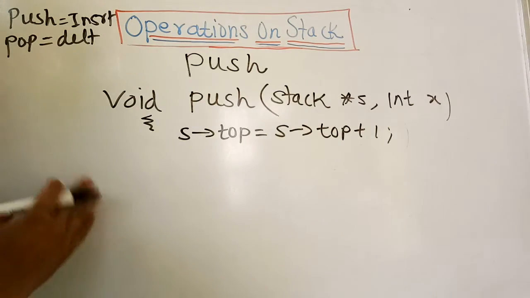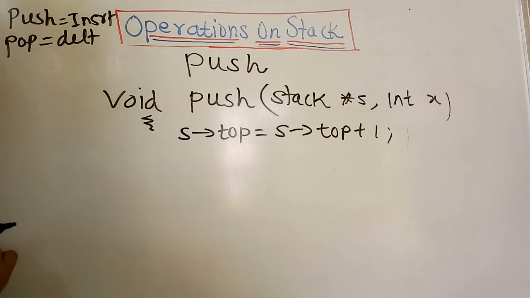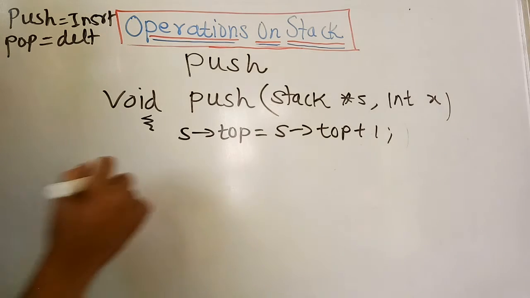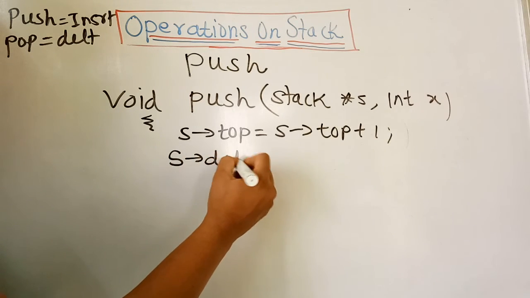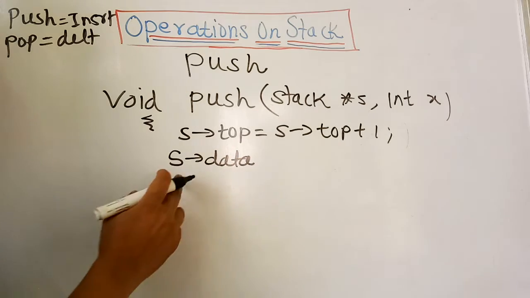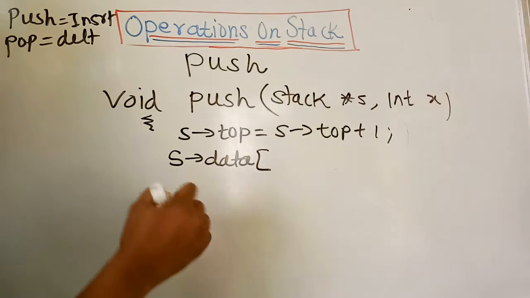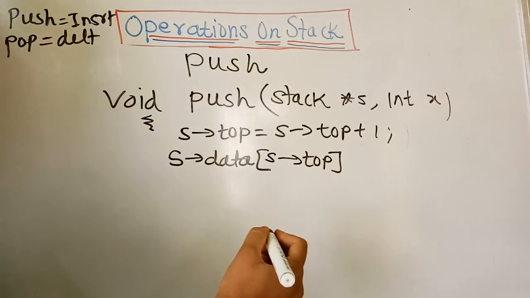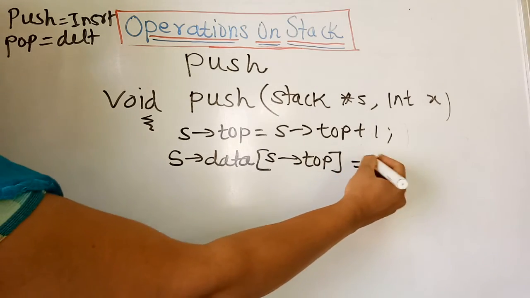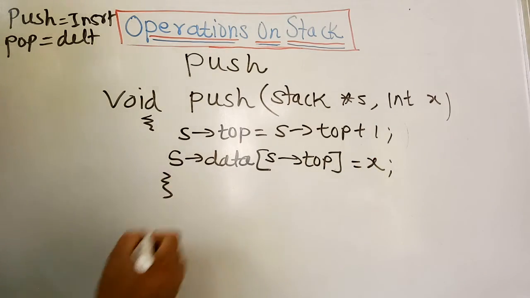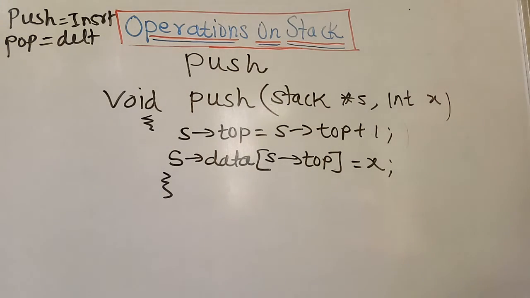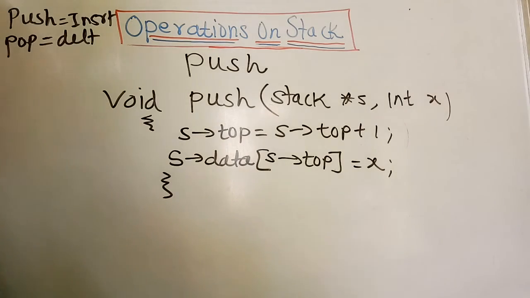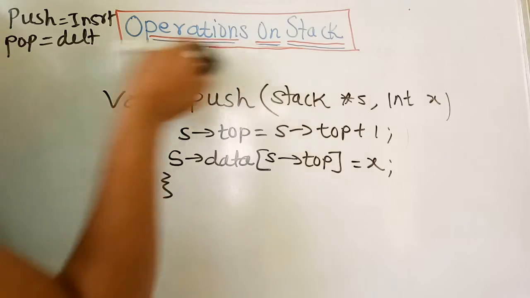Now we have advanced to the next position where we have to insert the element. The only task remaining for us is to push the data. But how to push the data? The data is stored in the s pointer data variable, and s pointer data holds the pointer where the top is situated. So we have to write s pointer data of s pointer top equals x. Okay, and we are completing the push function. After following such statements, we are able to easily insert into the stack.